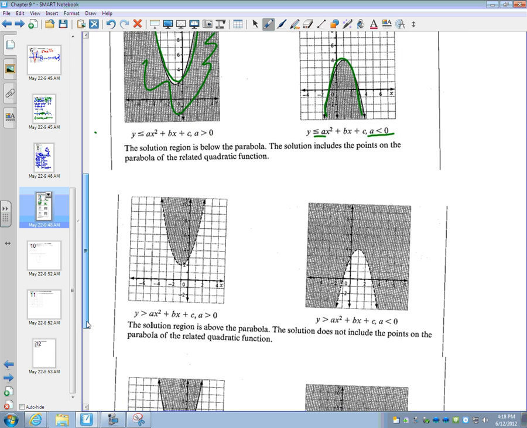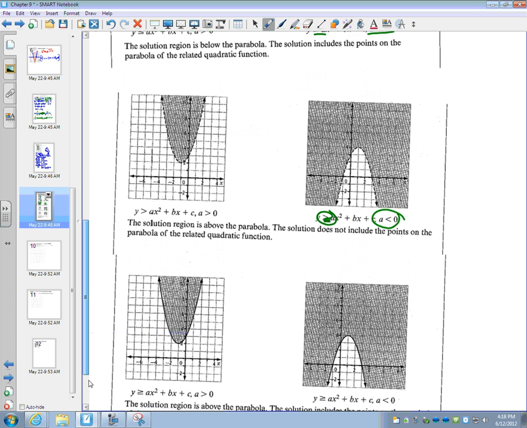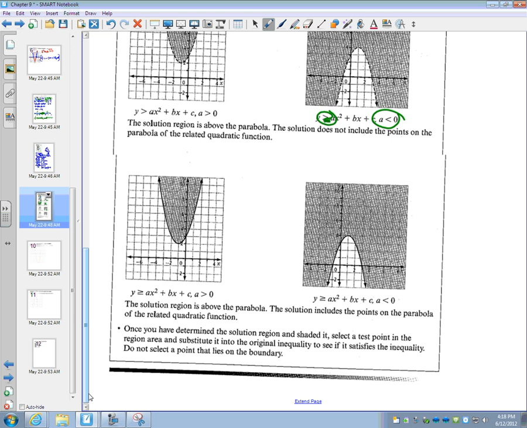Over here, I'm saying y is greater than, so I'm talking about the region above. Dotted line because it's not included. And here is parabola down, dotted line, region above is what that tells us. And then finally, solid.